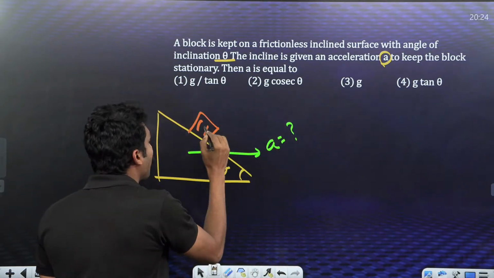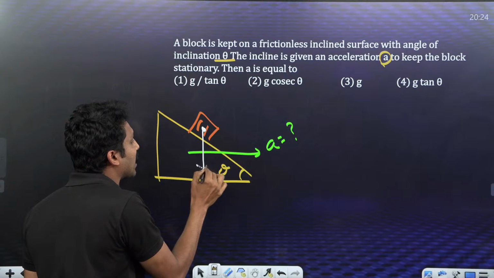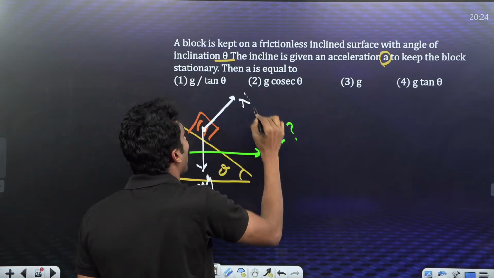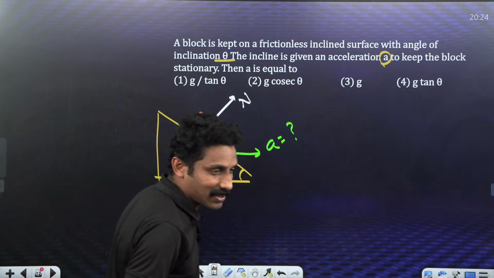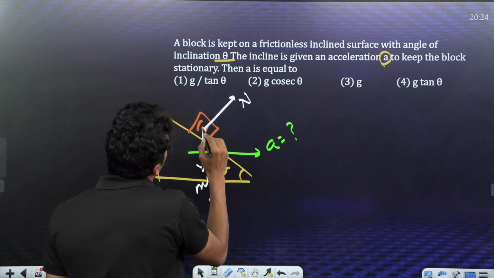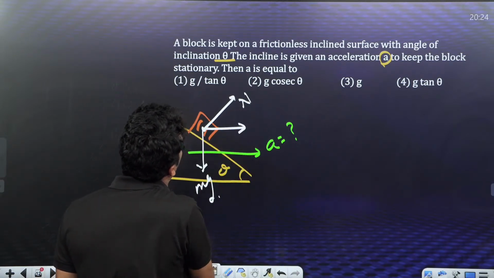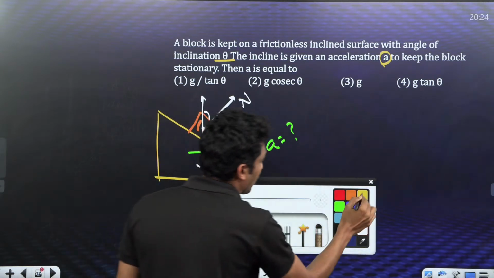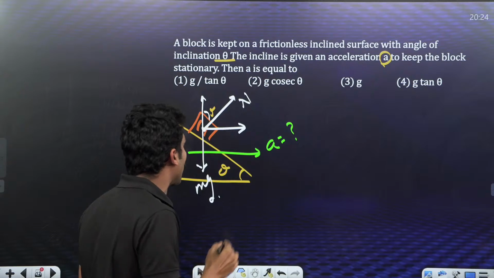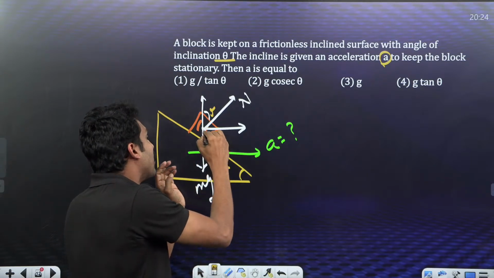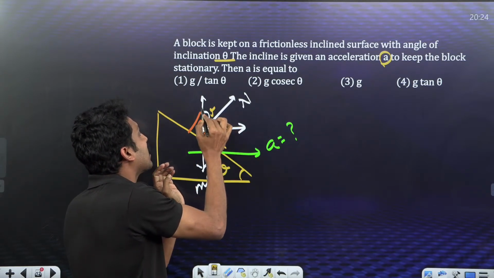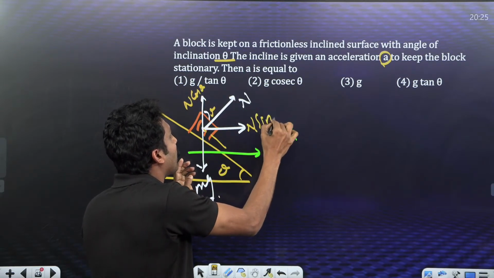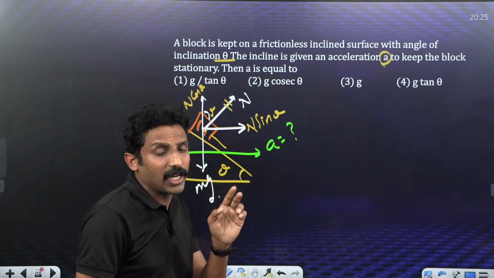Now, what are the forces acting on it? One force is acting, mg downward, and the other force is the normal reaction N perpendicular to the surface. Now take the components of this normal reaction. You can see this angle is also theta. If this angle is theta here, this is theta, 90 minus theta, theta. So this one is N cos theta and this one is N sin theta. We have split this N into components.